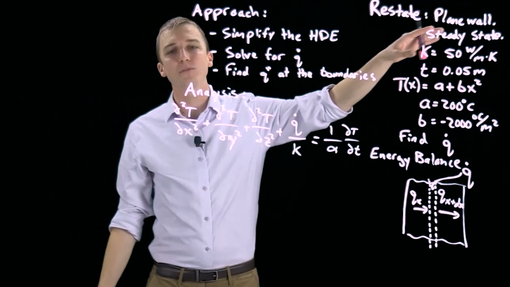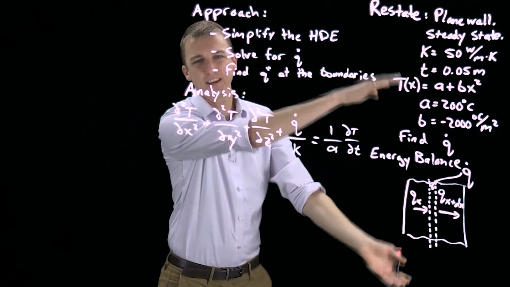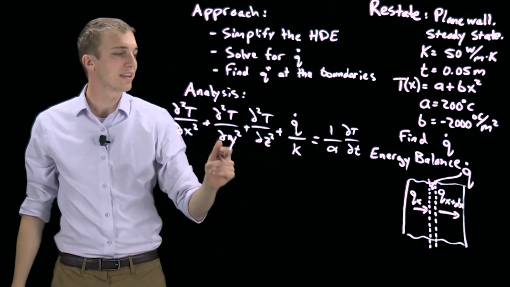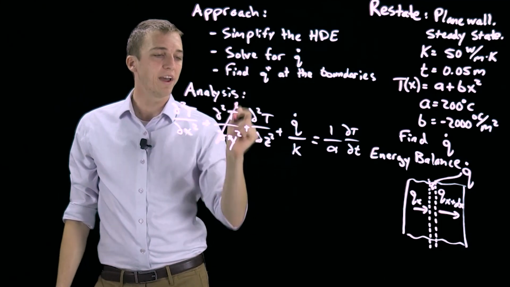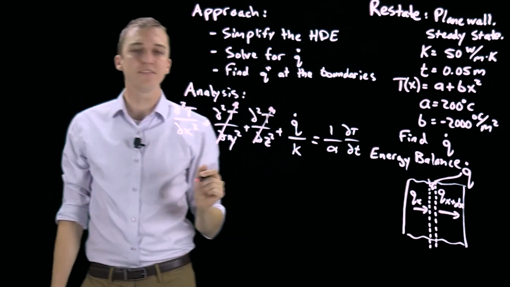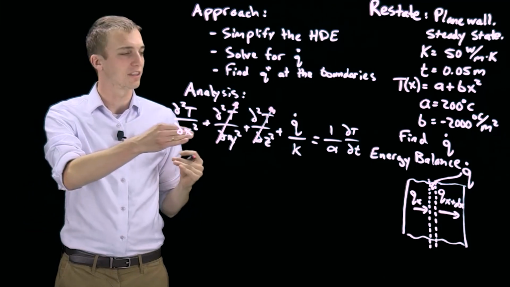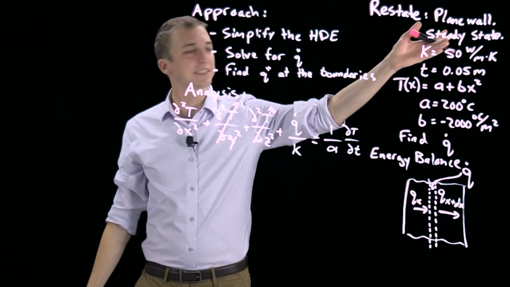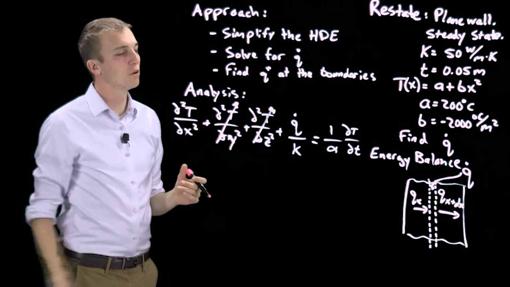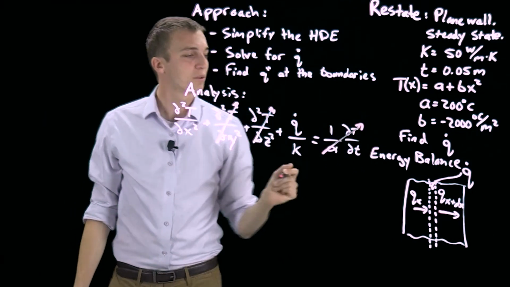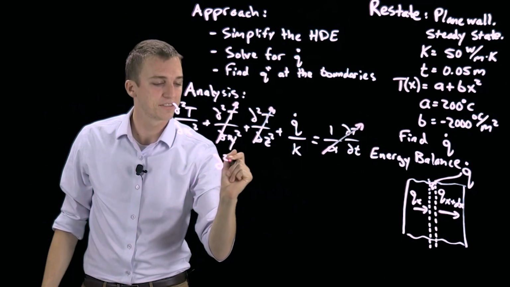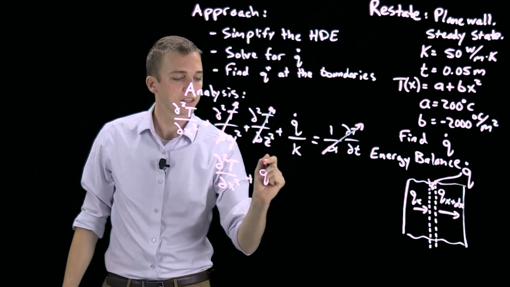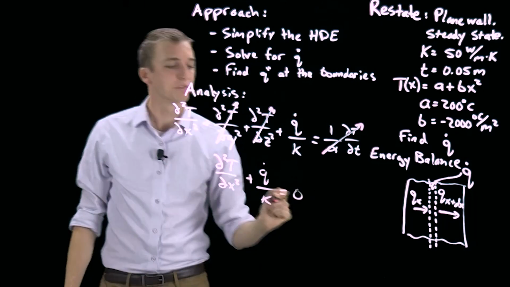Now we know it's a plane wall, which means this wall is infinite in this direction and likewise in and out of the screen. So what that means is we can get rid of the y term and the z term. Since it's infinite in those directions, there is no conduction. The temperature is the same at all points in those directions. Likewise, we were told it's steady state, which means no energy will be stored inside of our control volume. So we can get rid of that term. So we are left with this case, d squared T dx squared plus q dot over k equals 0.